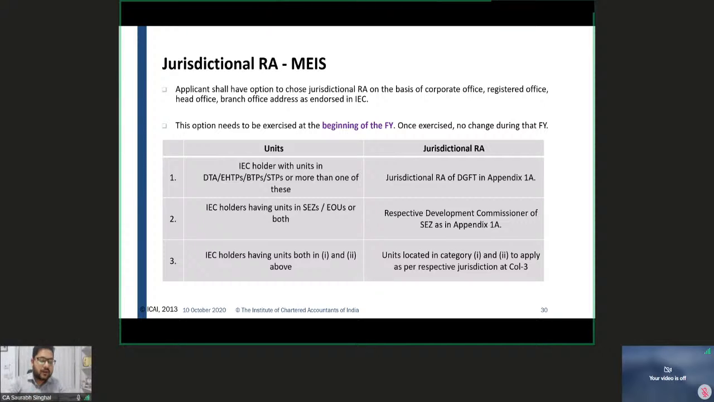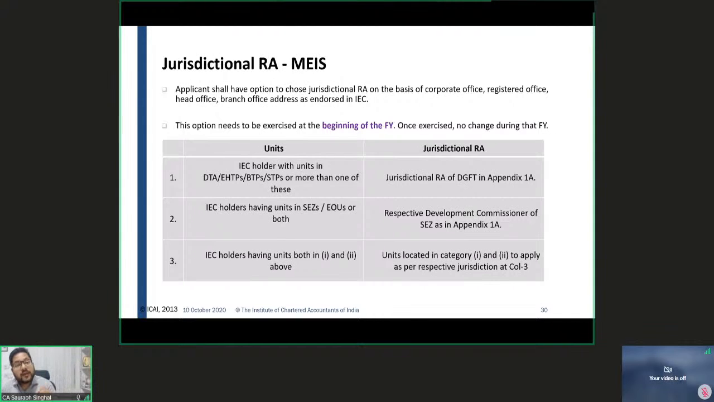What is the difference? Let's not go to the integrities. The concept is, suppose my unit is a normal DTA unit or an ESTP, BTP or STP unit, not EOU, then my RA is the normal RA with a DGFT office. But if any one of my units is also an SEZ unit or an EOU unit or both, then I can't go to the DGFT department. I go to the Development Commissioner, who is a commissioner under the Customs Department, not the DGFT department. Why? Because SEZs are under the control of the Customs Department, that is CBIC, not DGFT.